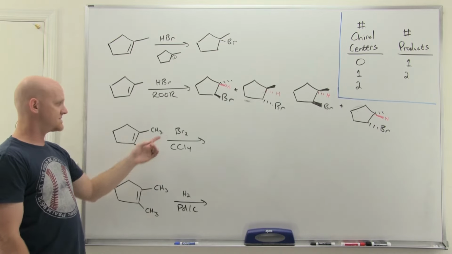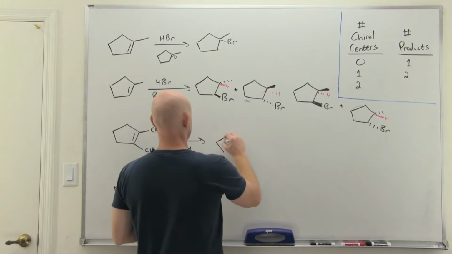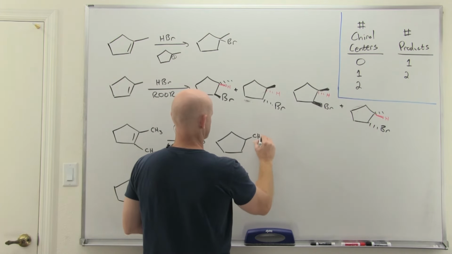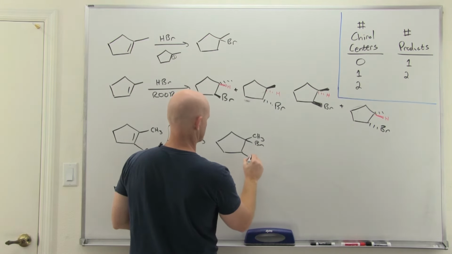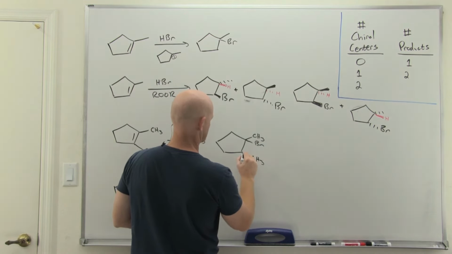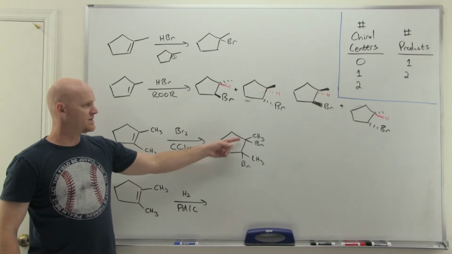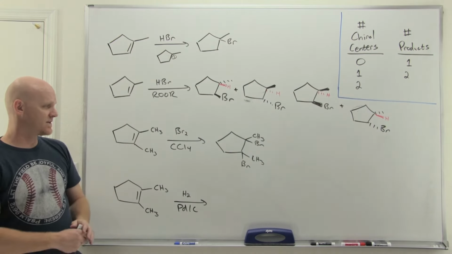Cool, this next one, Br2 in CCl4, and you might recall CCl4 is one of your classic inert solvents, and so this is just going to add 2 bromines across our alkene here. Cool. And unfortunately, where both bromines added, we formed 2 chiral centers. And again, that's when your stereoselectivity matters.